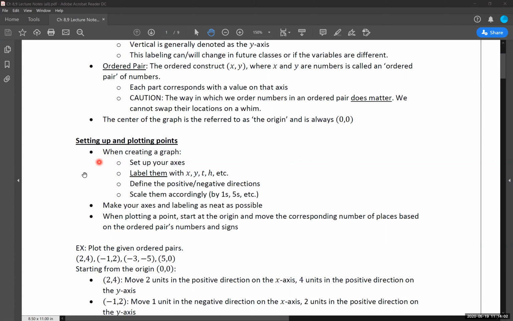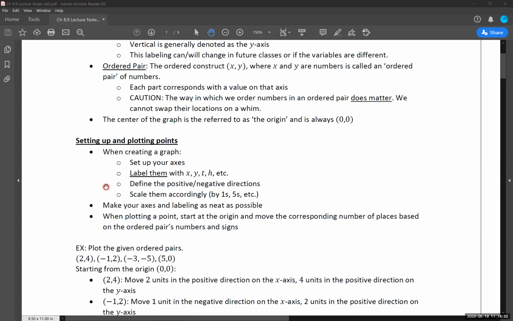So when you're making a graph, set up your axes. Which one is horizontal? Which one is vertical? Label them. Which one is your x-axis? Which one is your y-axis? Or if you're working with different variables, which again, you will be seeing in later chapters and later classes, all of that. Which one is t? Which one is h? Which one is m? Which one is n? Etc., etc. Label your axes with variables.